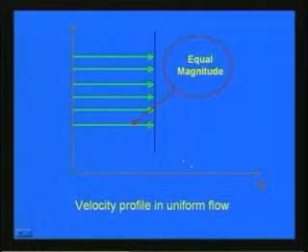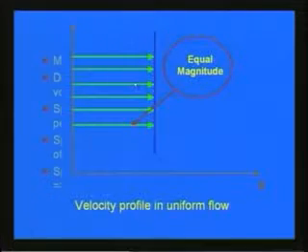But if you consider a uniform flow like this, say if there is no solid wall, or if you do not consider the effect of solid wall, then you can see as in this slide the velocity is equal in magnitude. So, the velocity profile is like in this slide, and that is called the uniform flow. So, sometimes in open channel flow we consider this kind of uniform flow.